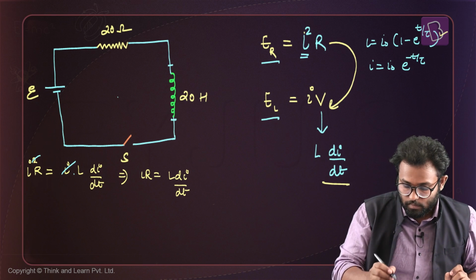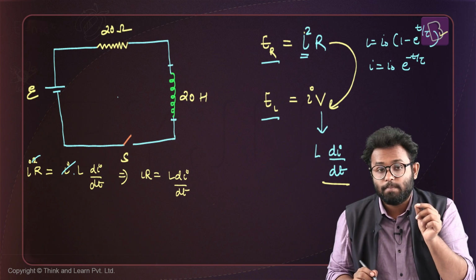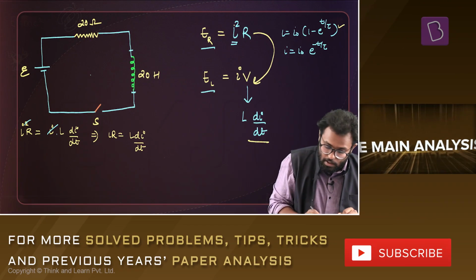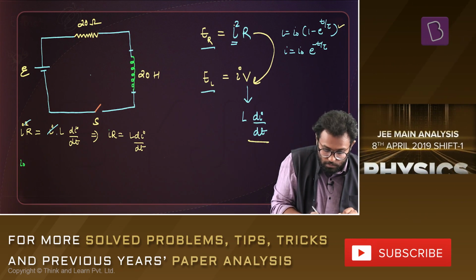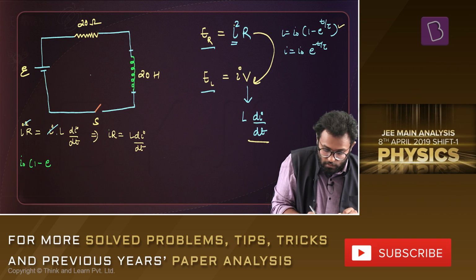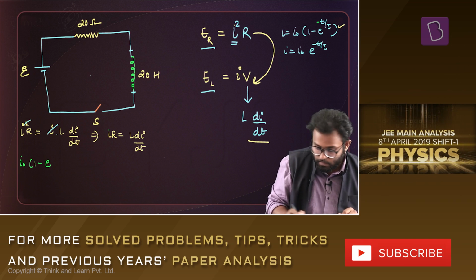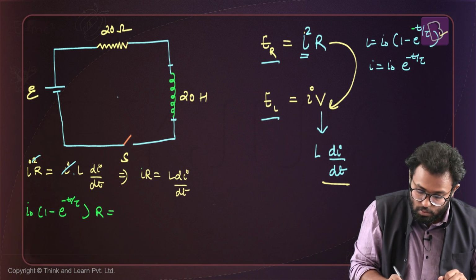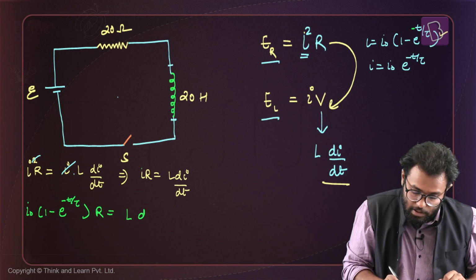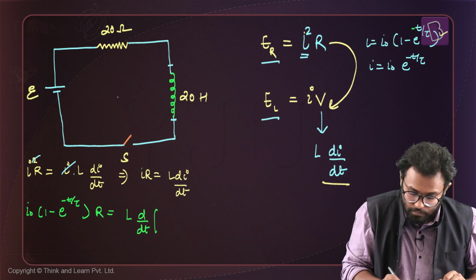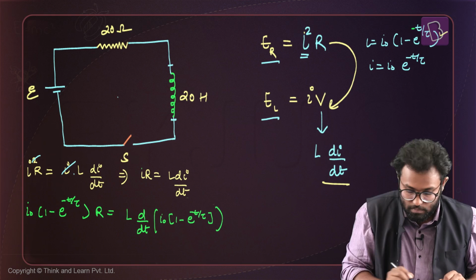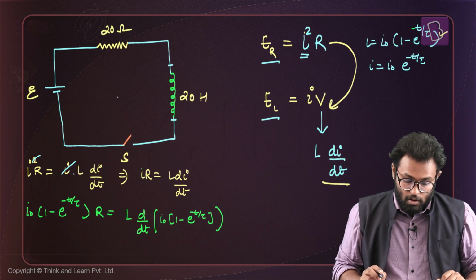So let's do that. Here, by the way, what is the value of i naught? i naught is the maximum current, so here it will be E by R. So this will become iR, that is i naught times 1 minus e to the power of minus t by tau, times R, becomes equal to L times di by dt. So there will be d by dt of i naught times 1 minus e to the power of minus t by tau. This is what will happen. All right, so let's find this.